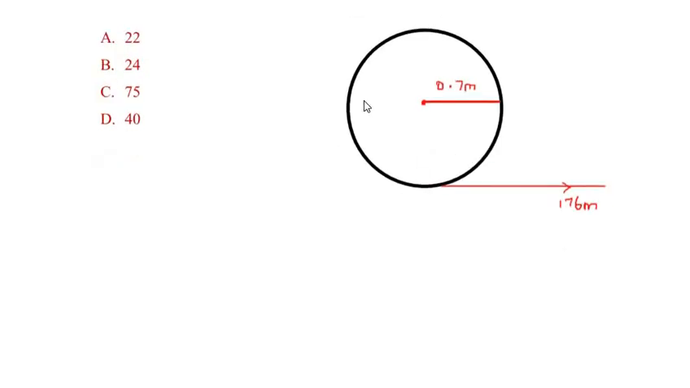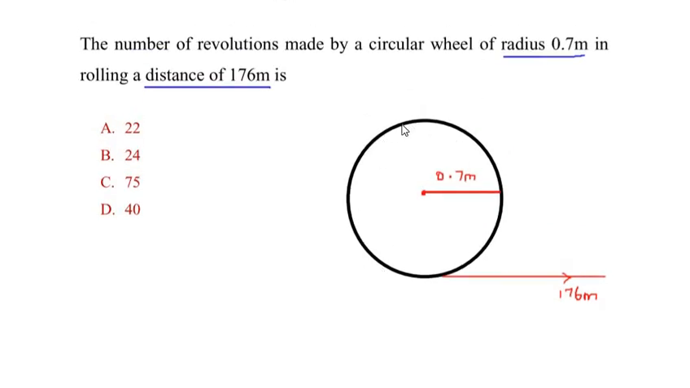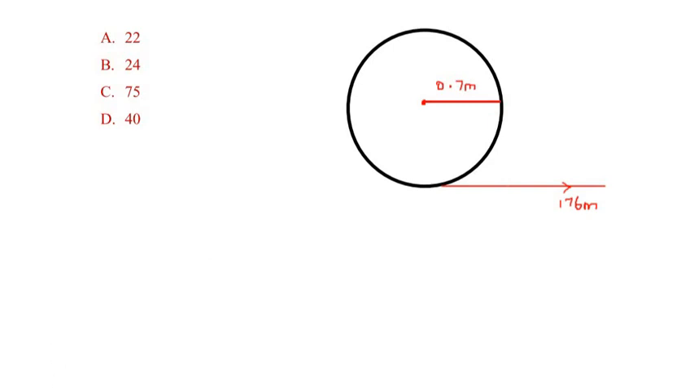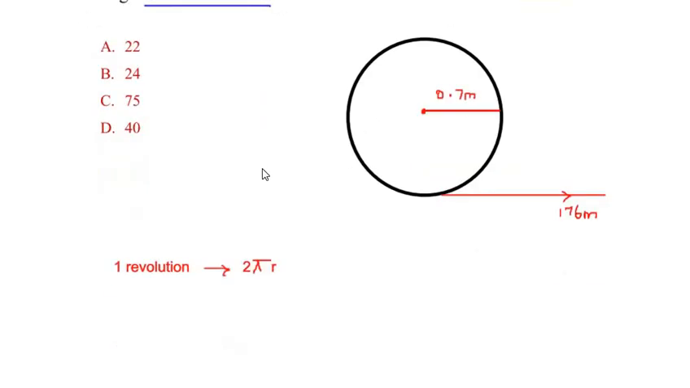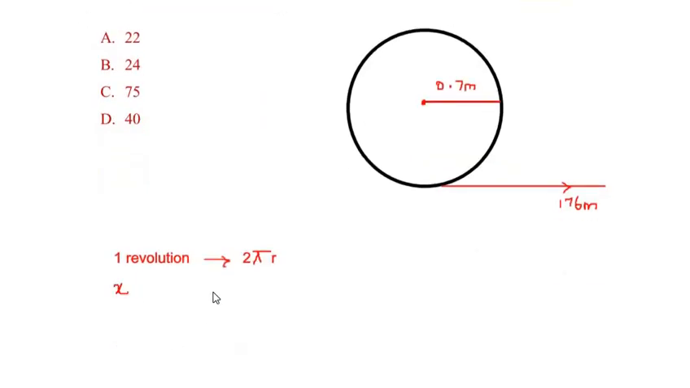Since the outer part of the circle is rotating, we are going to take the circumference of the circle. When it revolves one time, it completes one rotation or one revolution, and that is going to give us the circumference of the circle. So we can write one revolution as 2 pi r, because the circumference of the circle is 2 pi r. Now we have to find out how many revolutions have been made when it travels a distance of 176 meters. So we can take the number of revolutions as x when it is traveling 176 meters.